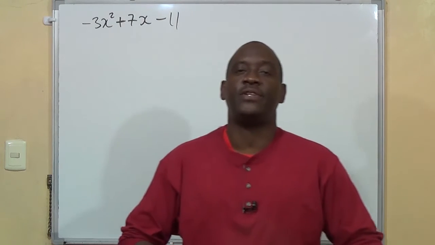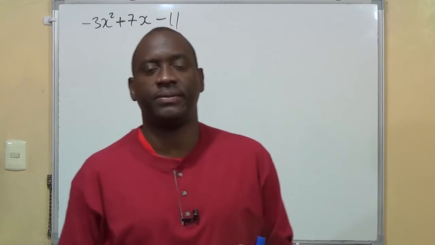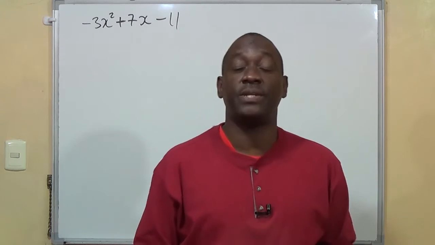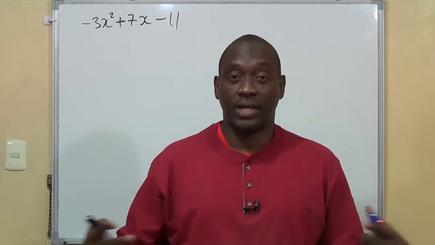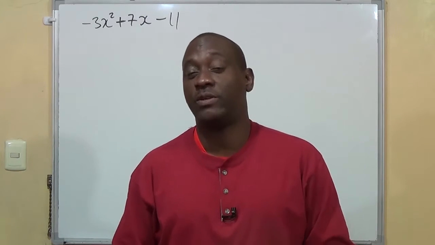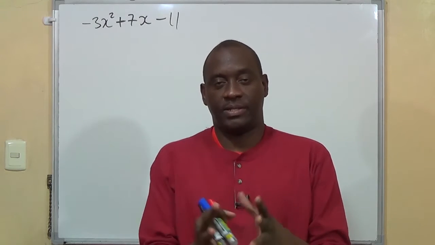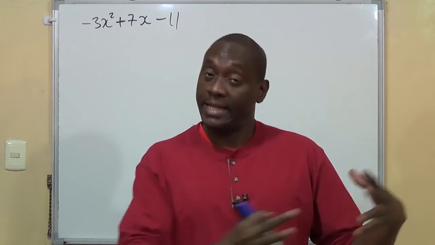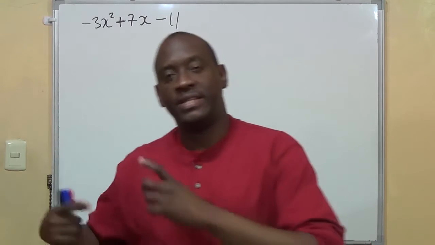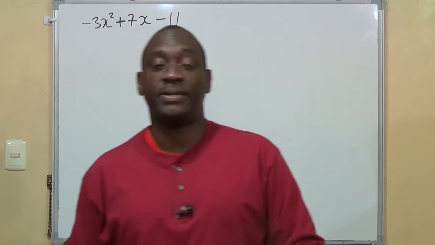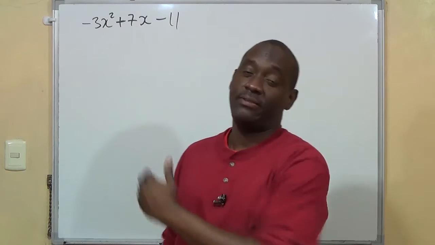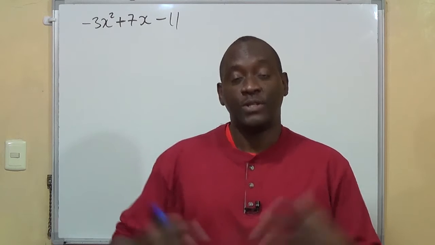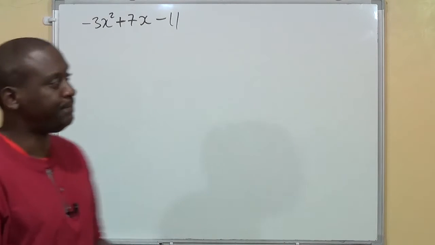This is the final video in the series on completing the square. And just as we did in the last video, we're going to work an entire question where the coefficient of x squared is not just plus 1 or minus 1, but something else. In the previous video it was plus 2. In this video, the coefficient of x squared is minus 3, as you see written behind me on the board there. So let us get to work immediately.